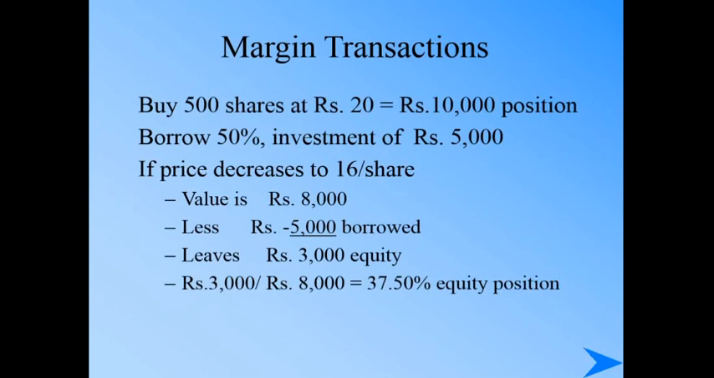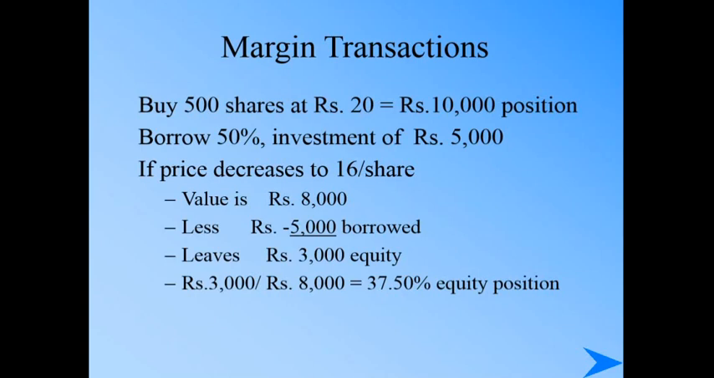Here, if the price of the stock drops further from 16, let's say to 12 rupees per share, then how much will the value be? 500 multiplied by 12 is only 6,000. Out of 6,000, 5,000 rupees is borrowed, so there will be only 1,000 of your equity. So your portion of equity will be 1,000 divided by 6,000.